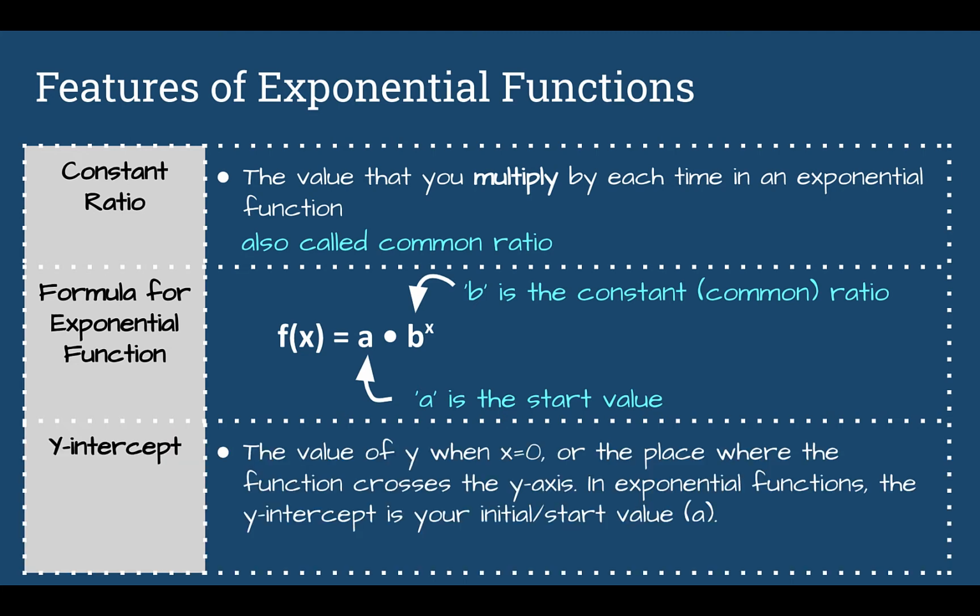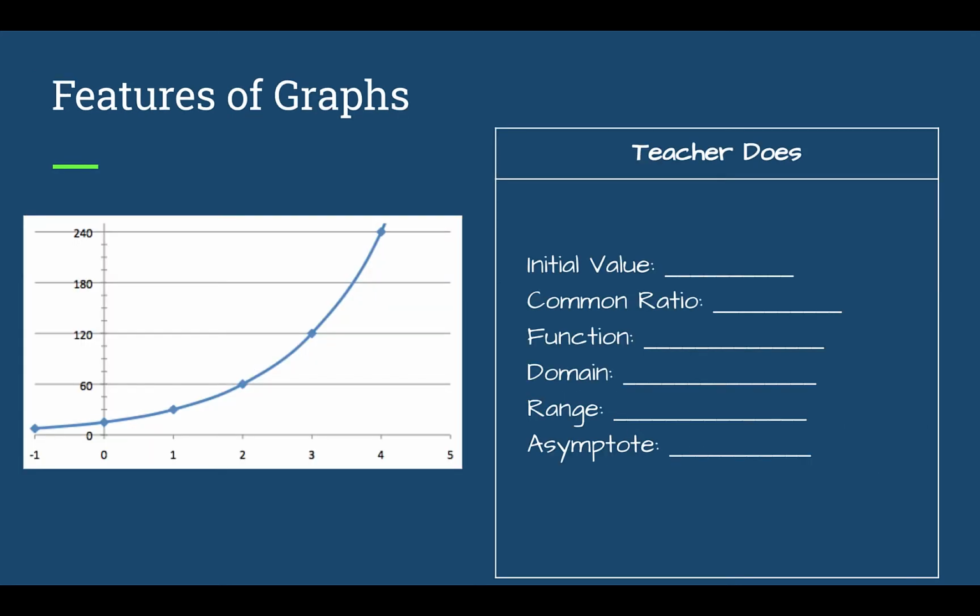Finally, we have our y-intercept. This is the y value when x equals 0, the same as it was when we dealt with linear functions. It's the place where the function crosses the y-axis. In exponential functions, however, the y-intercept is your start value or your initial value. It is a. So a is going to be your y-intercept, b is your common ratio, and together they make your exponential function. Let's put this all together and identify our features from our graph.